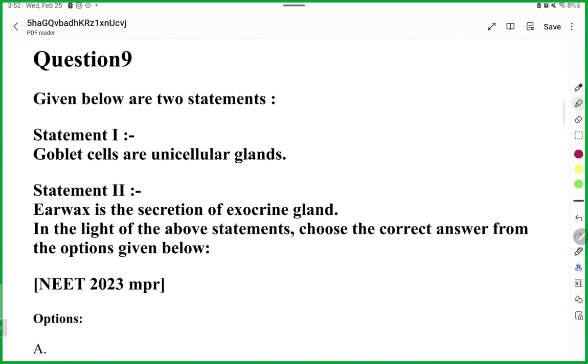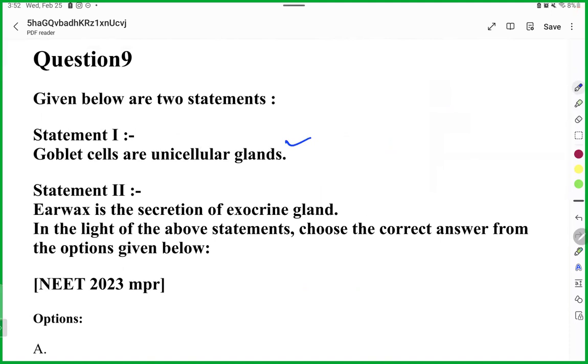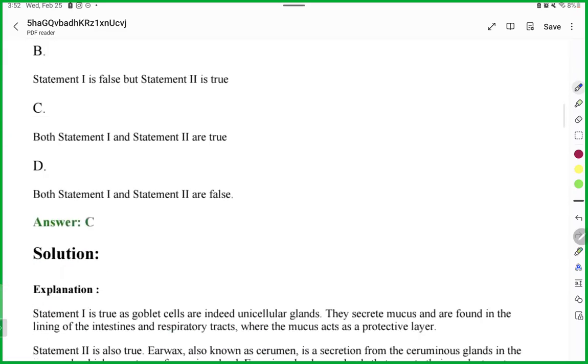Anvita, though this is not from this chapter, but we are done with this chapter, so we are supposed to do it. Goblet cell or unicellular gland is made up of a single cell. Earwax is the secretion of exocrine gland. Yes. From the structural organization in animals, tissue part.